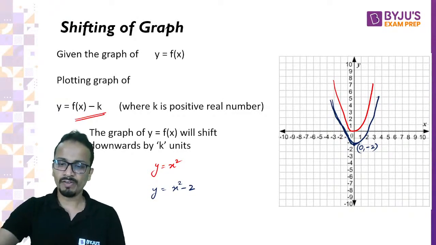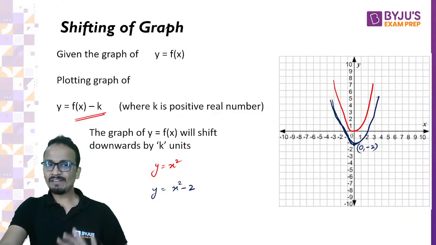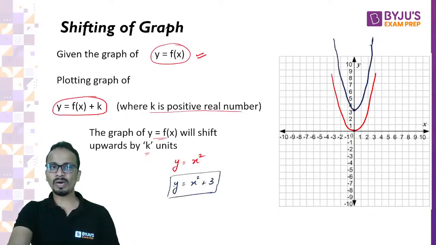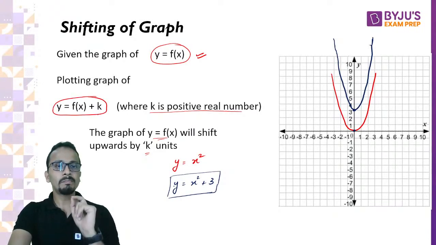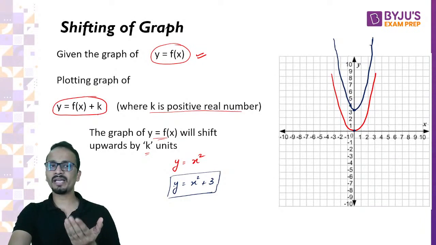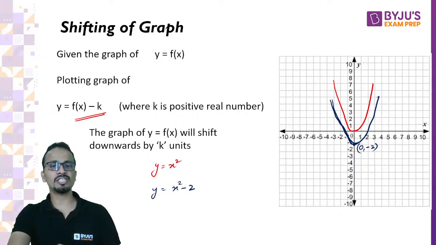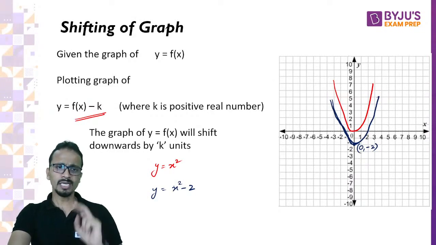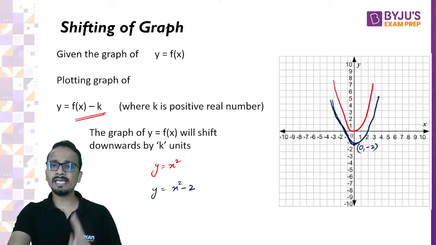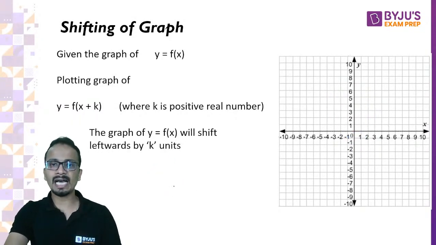Okay, fine. So we have just seen two things. Number one, y equal to f of x was given, and I want to plot the graph of f of x plus k. So the graph will shift upwards by k units. For f of x minus k, the graph will shift downwards. Okay. Now carefully understand the next two things that I'll be telling you.